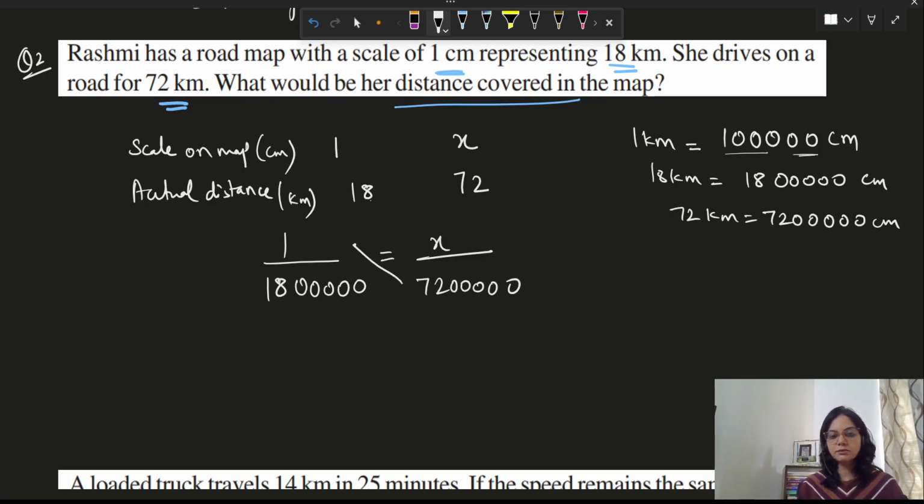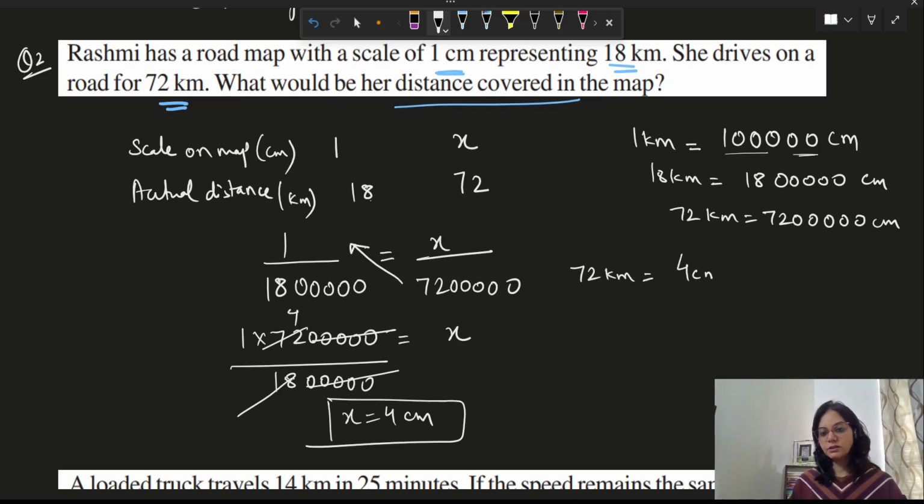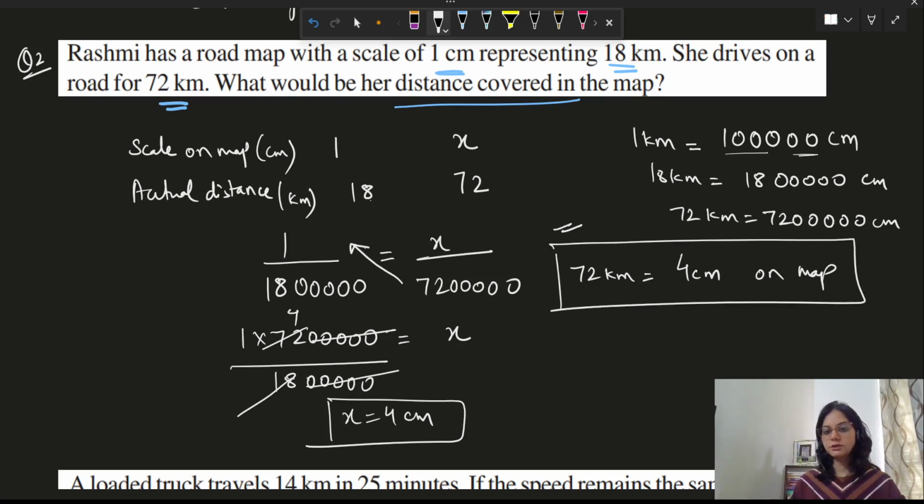Now how to cancel? Just cross multiply, bring it here, x, let's keep it here because it's x by 1 remaining, then 1 into 720000 divided by 1800000, 5 zeros. These 5 zeros can be easily cancelled out, both have 5, so 18 fours are 72. So you got x as 4 centimeter, because I converted everything to centimeter. So what is the answer? So 72 kilometer is equal to 4 centimeter on the map. Fine. I hope this part is clear.